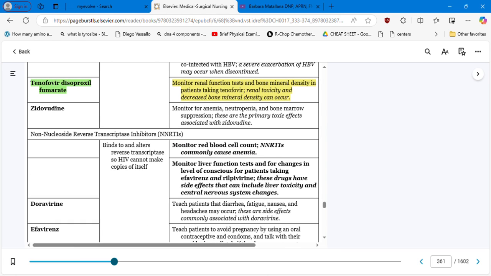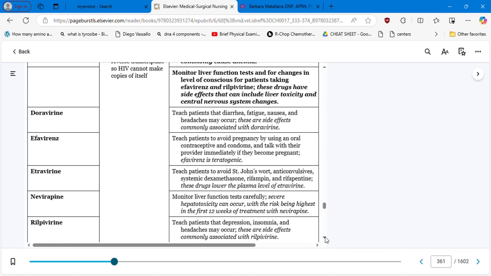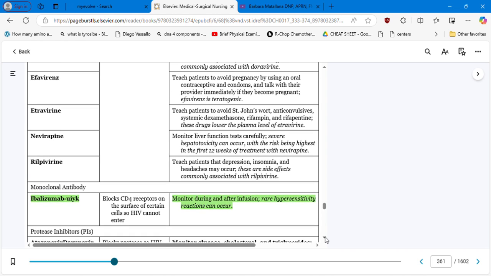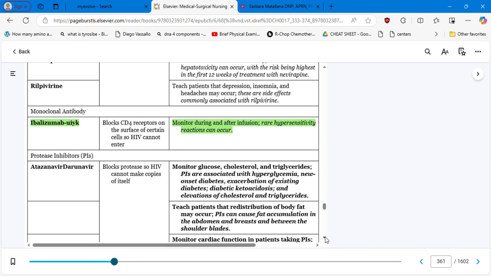And there is another, non-nucleoside reverse transcriptase inhibitors, another part of the replication, right? You have multiple medications here. Basically the liver and the kidneys, and medications such as anticonvulsants could also be contraindicated when you pair them with these HIV medications. Then you have the monoclonal antibody, ibalizumab, monitored during and after infusion.